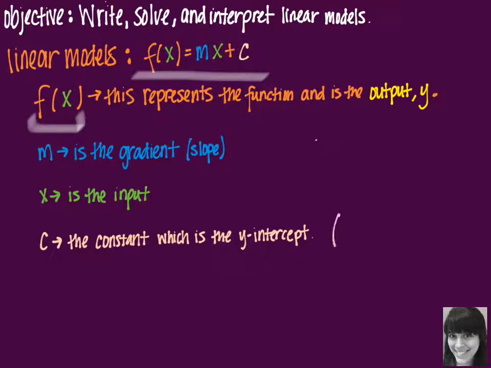And for every y-intercept, the x value is 0, and then the y value is where it crosses the y-axis. Okay, and I'll show you what that means in a second.